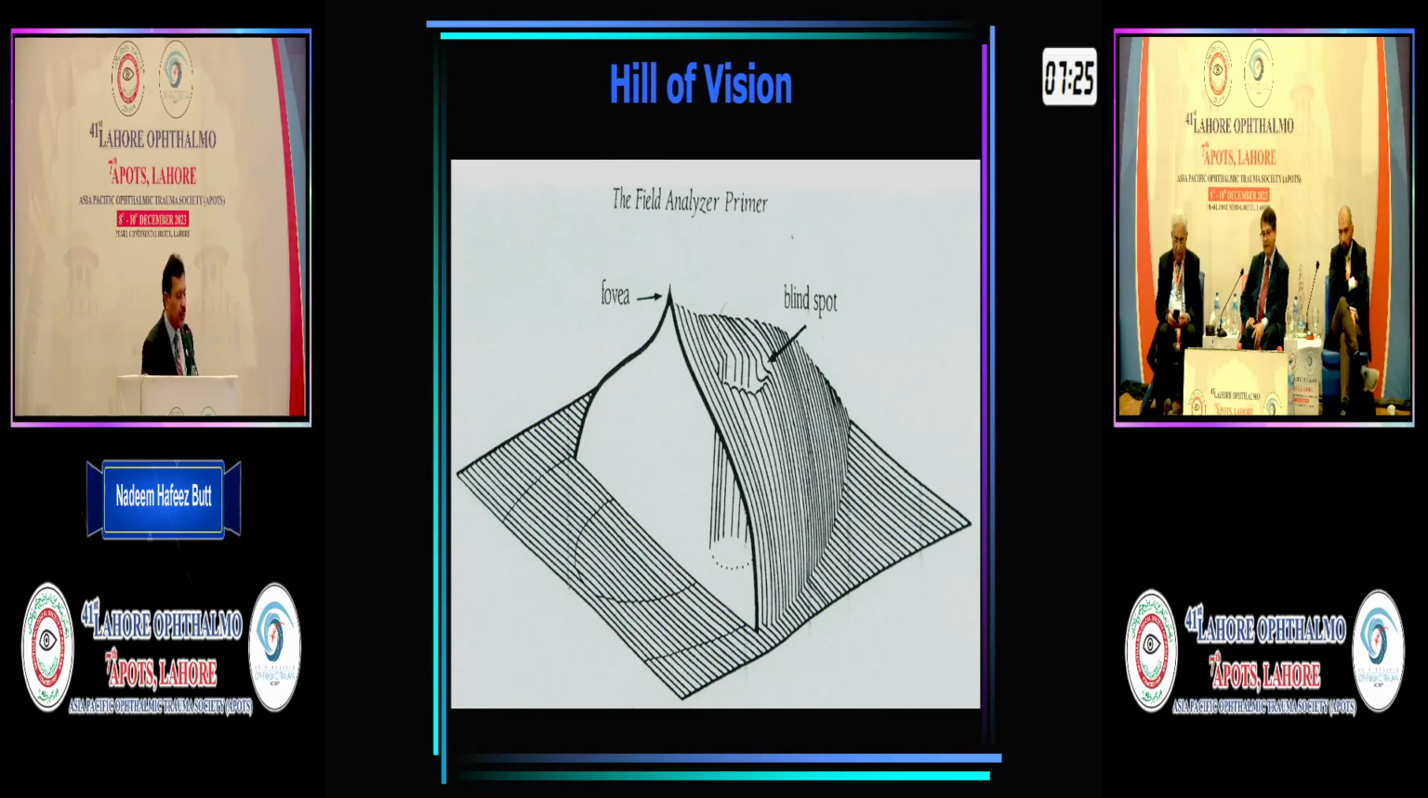And you can see this is a hill of vision, and the maximum is at the fovea, and as you move towards the periphery, it decreases, as I've already shown you in the form of the figures.